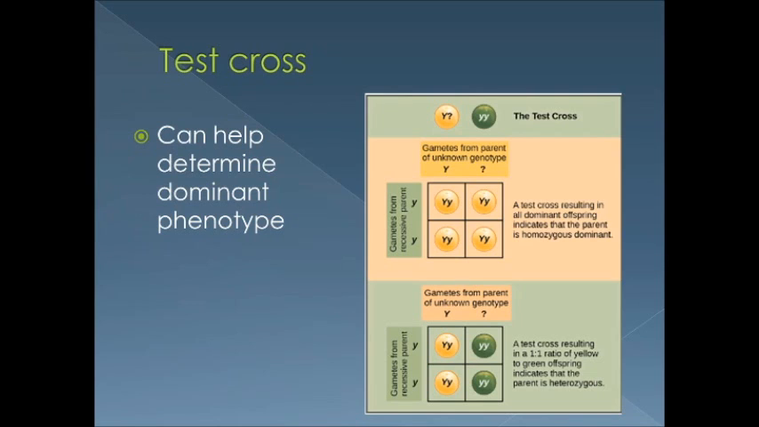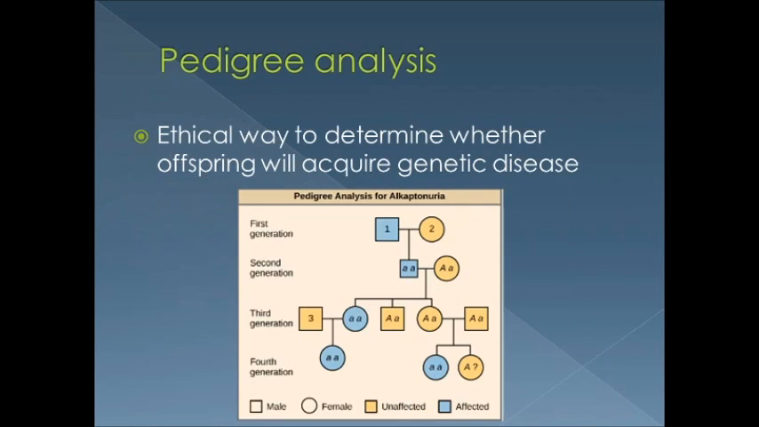An ethical way of doing this in humans is to do a pedigree analysis. Oftentimes this is done by geneticists to determine whether or not somebody is going to acquire a genetic disease. So they can figure out what the likelihood of passing that disease on to offspring would be before the parents decide to conceive. And usually this is done by a genetic counselor.